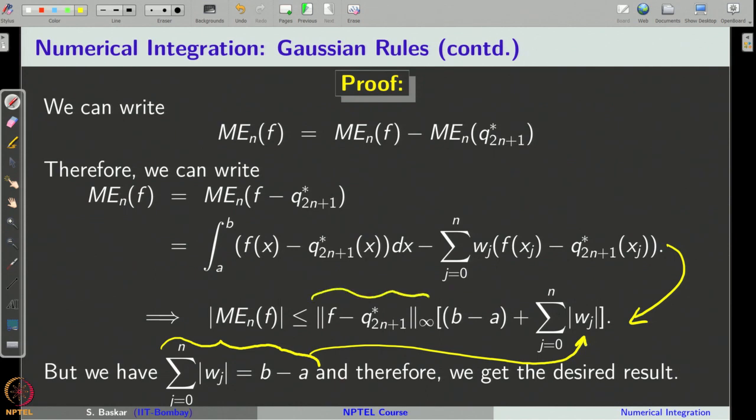Remember, this is what we have taken as rho 2n plus 1, right? And this will be another b minus a. Therefore, b minus a plus b minus a will be 2 times b minus a. That is what precisely we want to show. And this gives us an estimate of the mathematical error involved in the Gaussian quadrature rule.